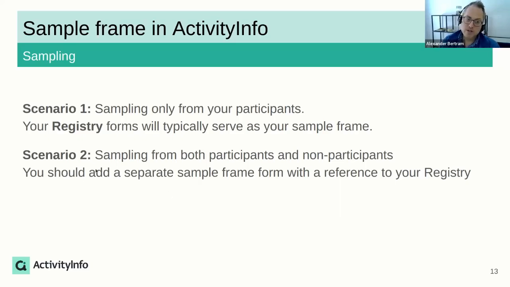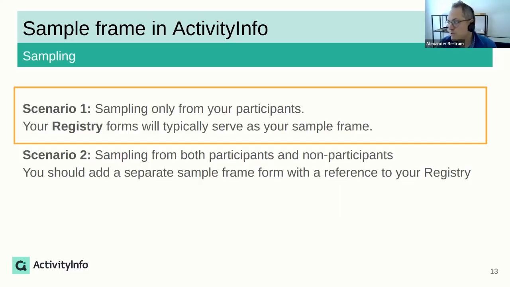Now, in a second scenario, you're going to include not just people who participated in your program, but maybe all farms. That might give you a better indication of the impact of your program, not just looking before and after, but looking between people who participated and didn't participate. Then you would need a separate form that includes all of the participants as well as a list of comparable non-participants. But for today, for the sake of this example, we're going to look at scenario 1. So we're only going to be sampling from among our participants.